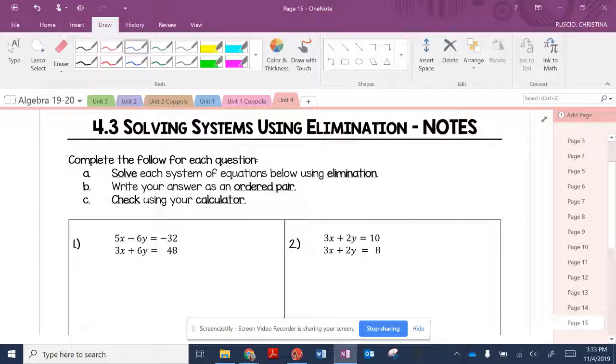So solving systems using elimination is basically what it means. We are going to eliminate one of the variables right off the bat. So if you look at the steps, this is really important info. I'm going to just highlight it up here. We are going to solve each system. Then we're going to write our answer as an ordered pair. For those of you who are like, what's an ordered pair? An ordered pair is just a point. We're just going to write it as a point. And lastly, we are going to check using our calculator. So if you have your calculator, now is a great time to use it.